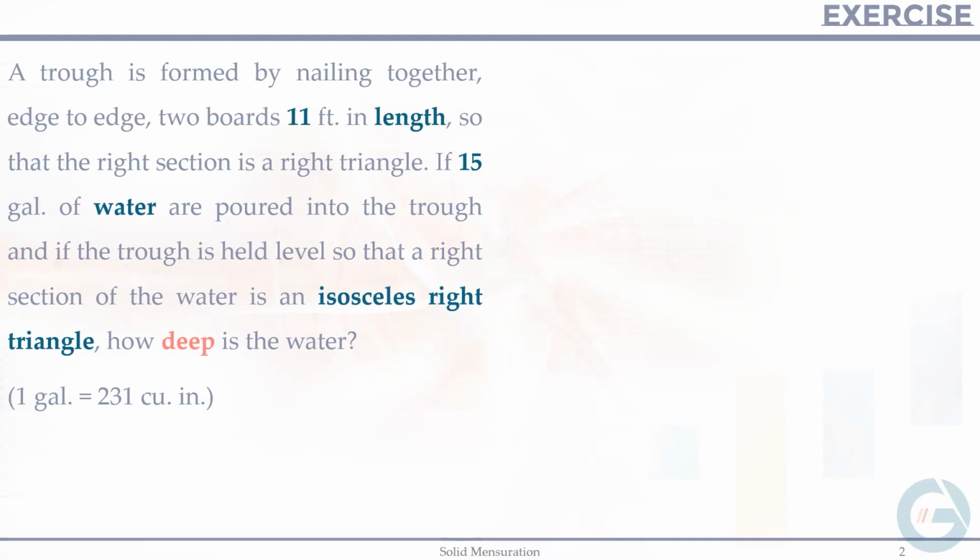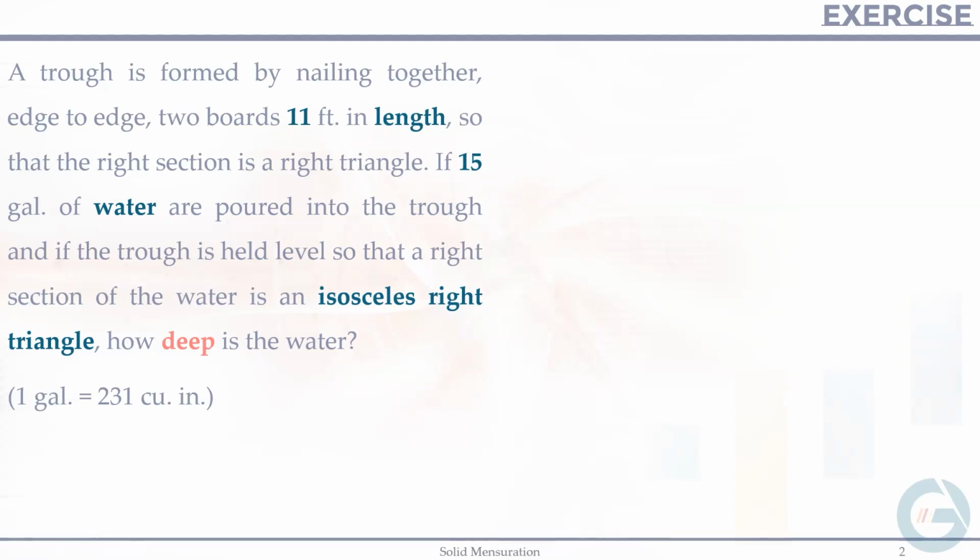Okay, so this problem is really challenging. Actually, we need to calculate for two unknowns here. A trough is formed by nailing together edge to edge two boards which is 11 feet in length, so that the right section is a right triangle. If 15 gallons of water, so we are now given the volume, are poured into the trough.